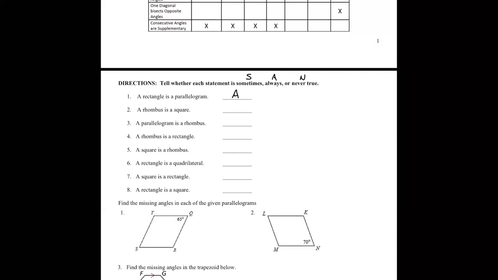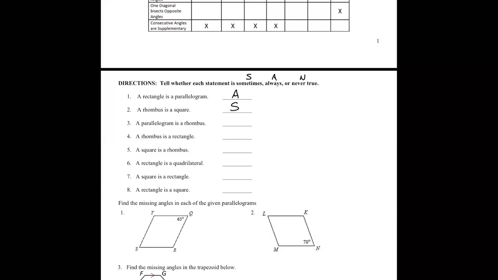Right? A rhombus is a square. Well, a rhombus can be a square. A square is a type of rhombus, but there needs to be other information given. Like if I tell you that this figure is a rhombus, I could also be talking about a square if all four angles are congruent. So this is a sometimes.